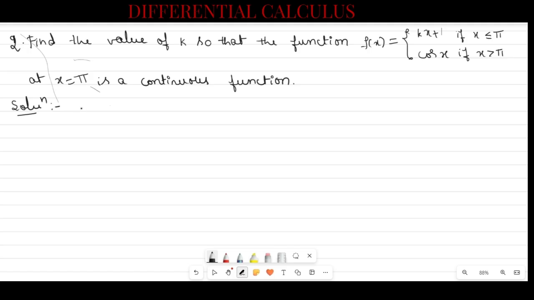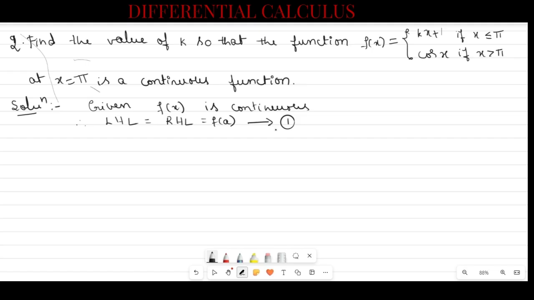We know the condition: left hand limit equals right hand limit, both equal to f of a. As I told you while discussing the first question, you must compulsorily write the condition. Given that f of x is continuous, what should we write? Therefore, LHL equals RHL, which equals f of a. Please don't forget to write this very important step: left hand limit equals right hand limit, that is equal to f of a.